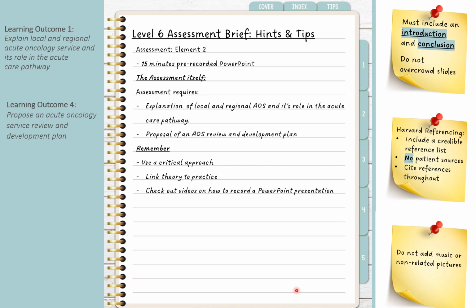Don't add any music or any pictures that are non-related. Don't overcomplicate things for yourself. Make it nice and simple and clear for your audience. We're not marking you on the prettiness of your presentation. We're marking you on your knowledge, understanding, and application to practice.